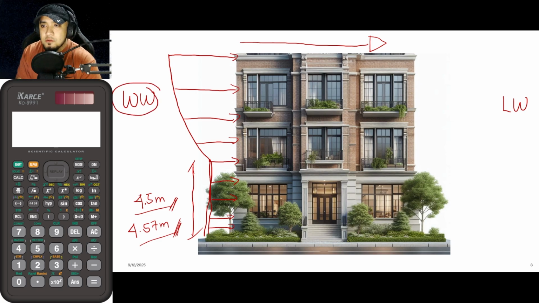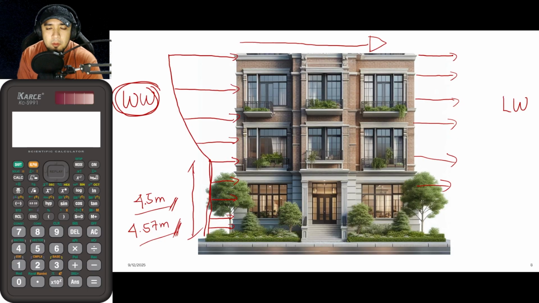But as for leeward, it is also indicated in the code that for leeward pressures, regardless of height, it would carry a constant pressure. So they are the same. Unlike for the windward, where the constant pressure would just be for a few meters, 4.5 or 4.57 meters, once again depending on your reference. So again, the higher the building, the greater its pressure. But for leeward, it would just be a constant pressure throughout.